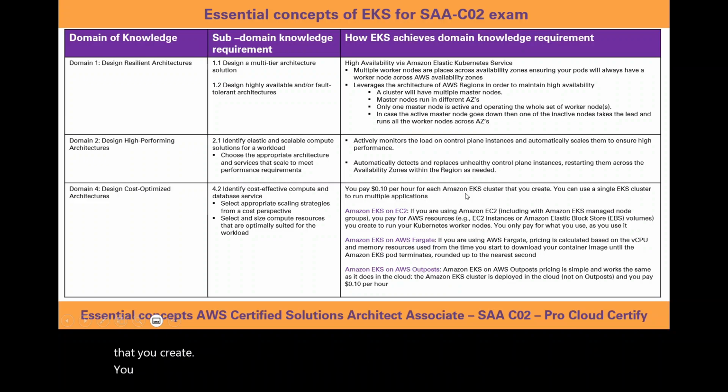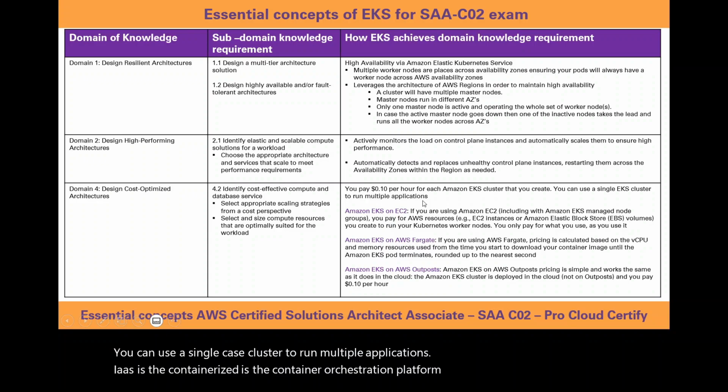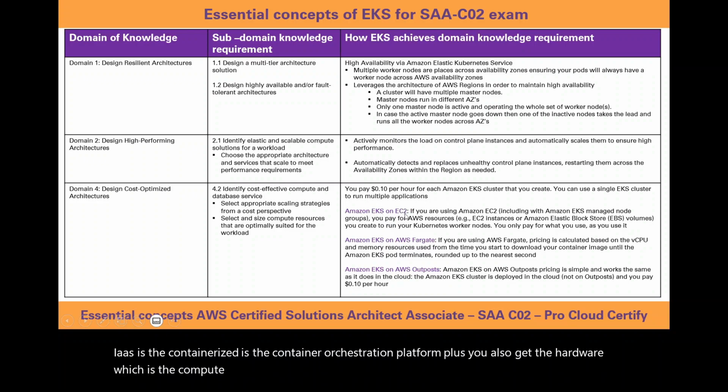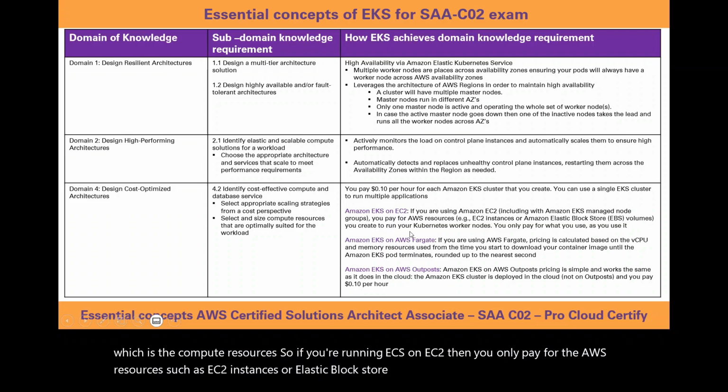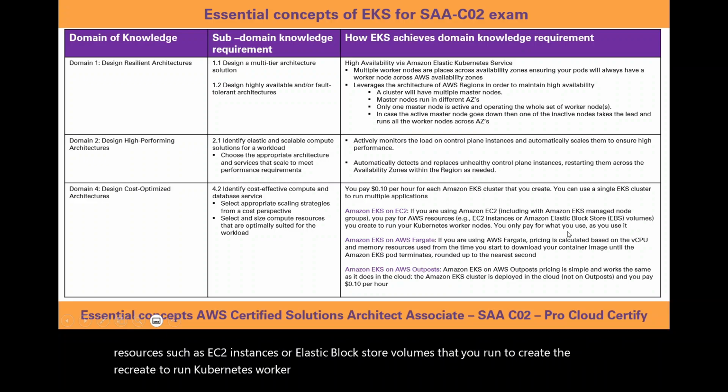Now, EKS is the container orchestration platform. Plus, you also get the hardware, which is the compute resources. So if you're running EKS on EC2, then you only pay for the AWS resources such as EC2 instances or Elastic Block Store volumes that you create to run your Kubernetes worker nodes, and you pay for what you use and only as you use it.